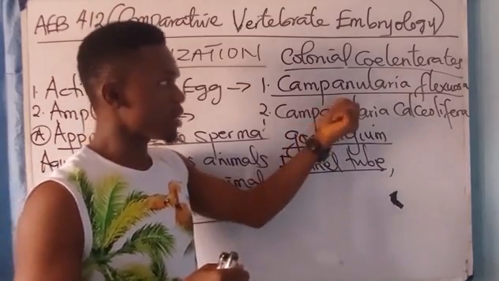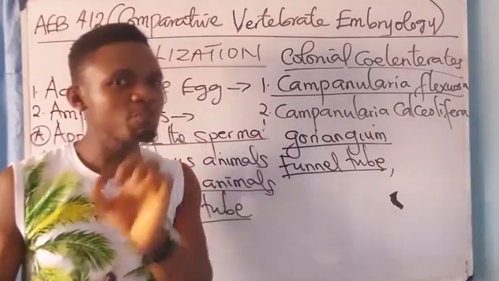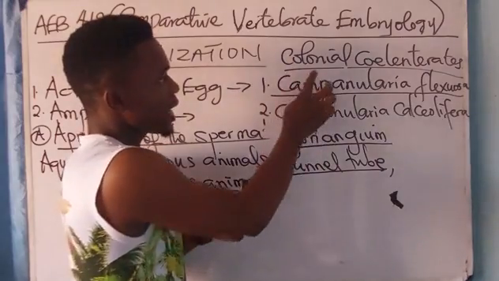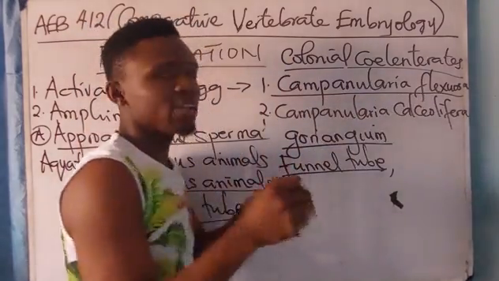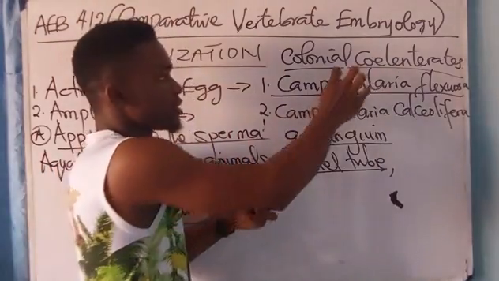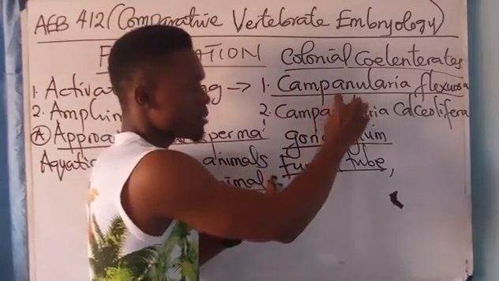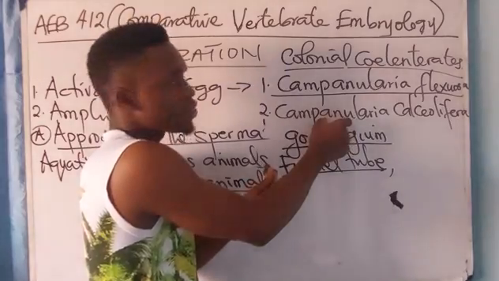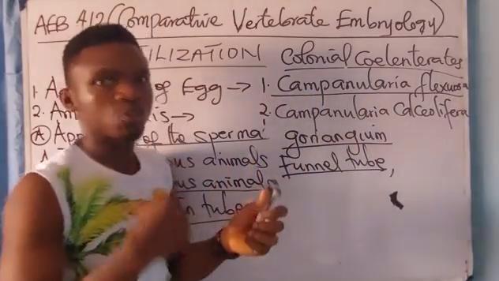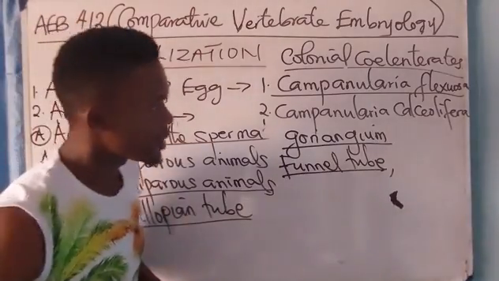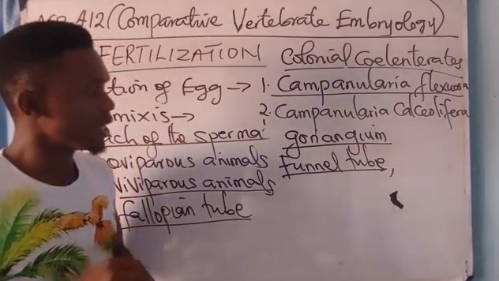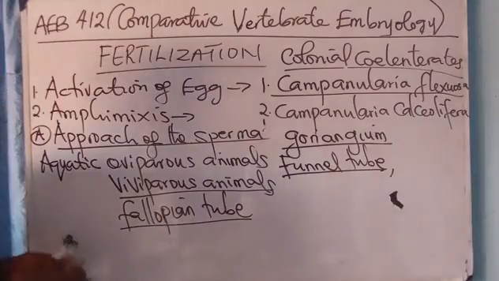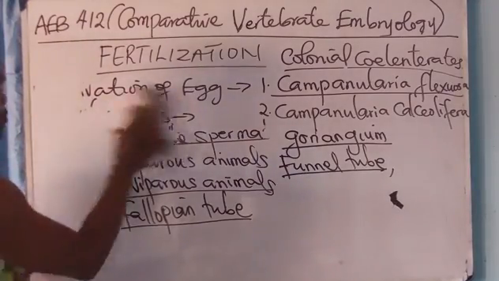However, let me quickly say this. The activities that occur here are species specific, which means the gonangium of Campanularia flexuosa can only attract the sperm of its own species, while the other species can only attract the sperm of theirs. The gonangium of one cannot attract the sperm of the other. We say they are what? Species specific. Please take note of that. It is very, very important. This gonangium is really an attractant. Yes, it actually attracts sperm.